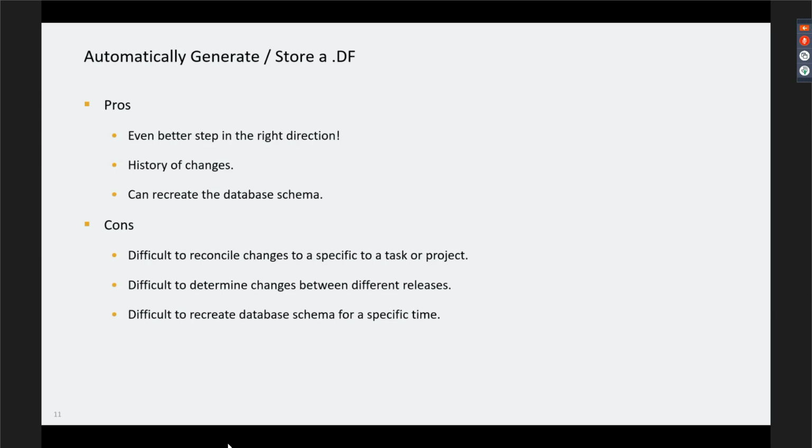Maybe every time you check in some code, you might have some process that automatically runs and generates an incremental DF. If you do, that's great. So you're moving in the right direction. But still, the cons are the same. You can't reconcile changes to a specific project. It's difficult to determine the changes between different releases of your schema. And can you easily recreate?